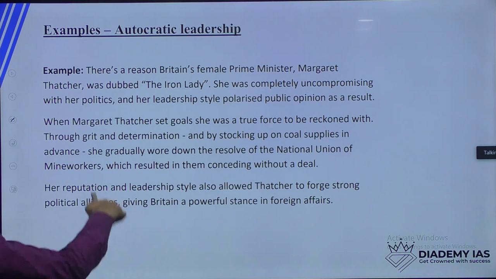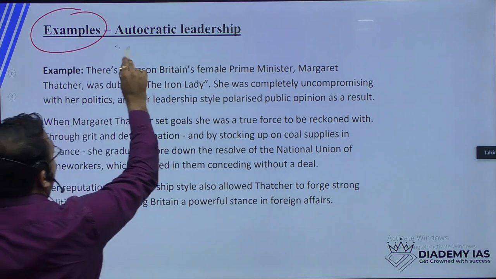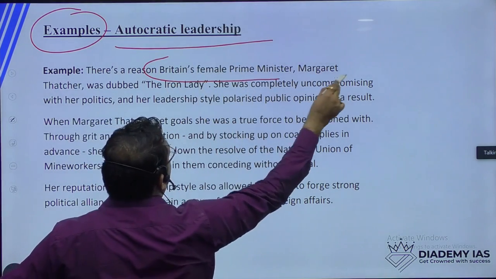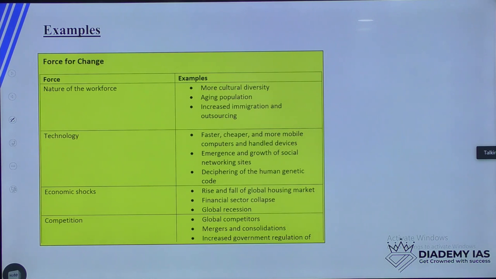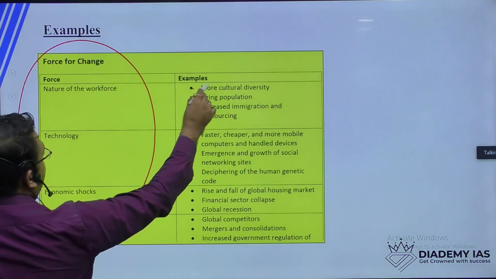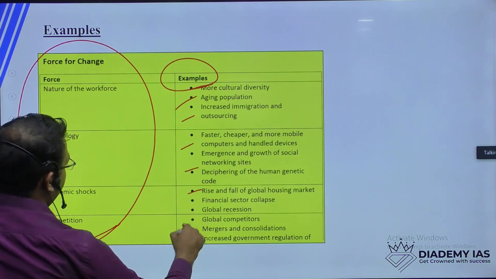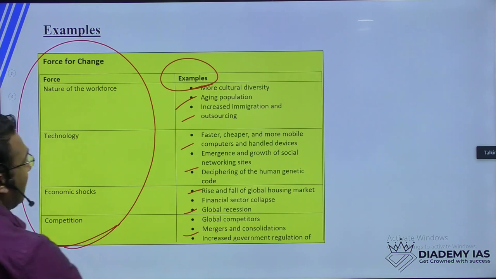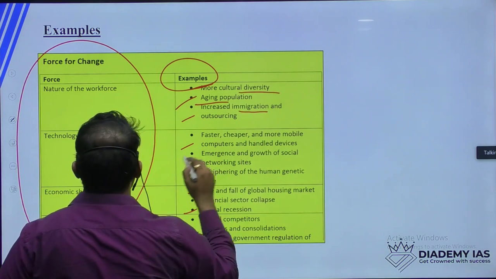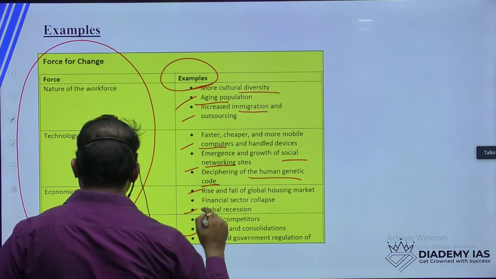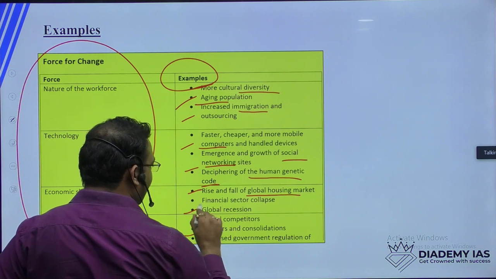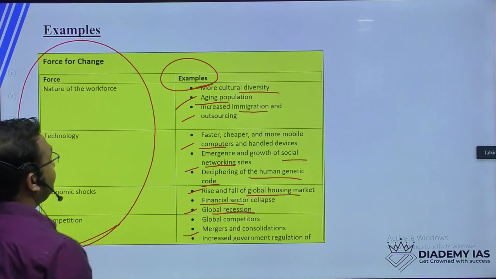Give examples from the real world. Like in autocratic leadership, we can give the example of female Prime Minister Margaret Thatcher, how she was autocratic. Or even more examples, like change forces and their examples. Every minor example we can give, like nature of the workforce, diversity, aging, immigration, outsourcing, technology, computers, social networking sites, human genetic coding, economic shocks, global housing and financial sector collapse, globalization, all of that.